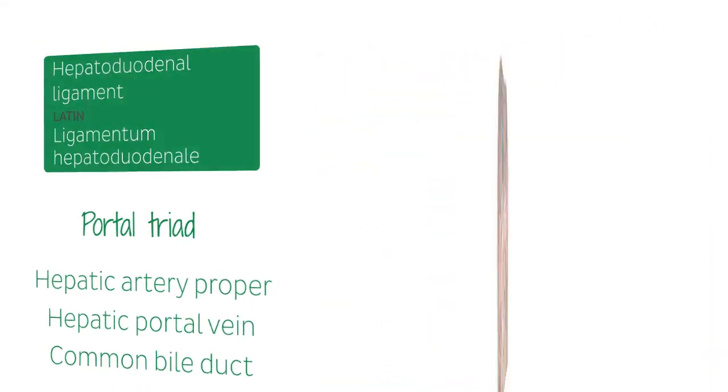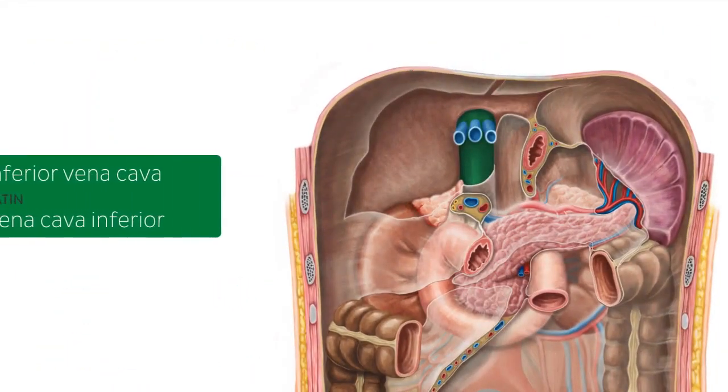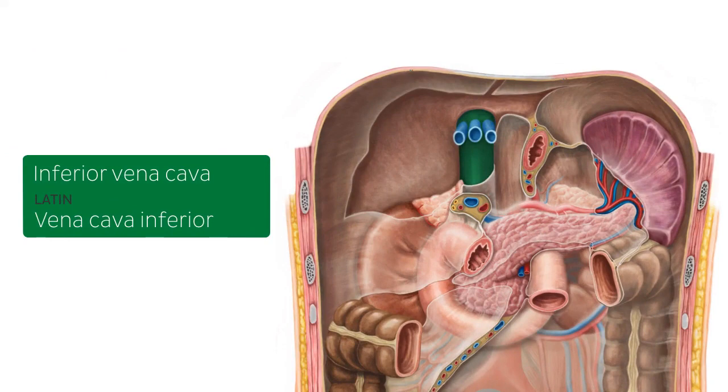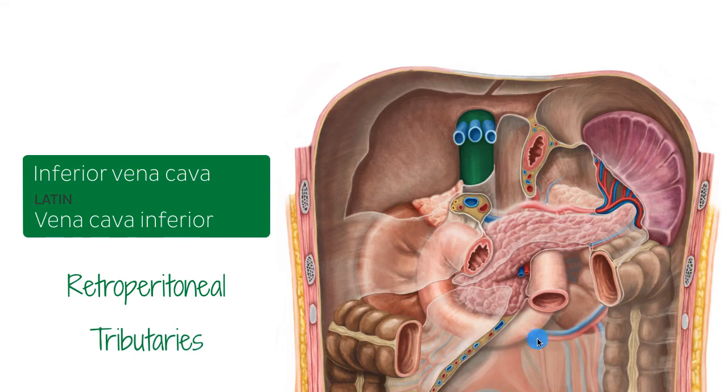The next structure we'll look at is the inferior vena cava, highlighted in this image in green. Like the kidneys, the inferior vena cava is retroperitoneal, which means it's situated behind the peritoneum. This vein drains directly into the heart via the right atrium and has many tributaries, or veins which drain into it. In this image, we can see the inferior vena cava piercing the diaphragm at the level of T8.